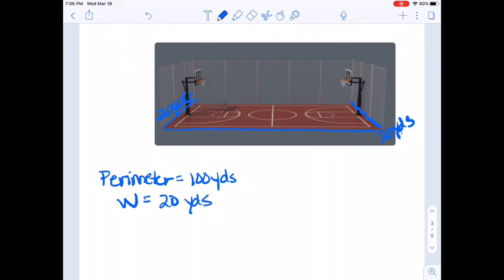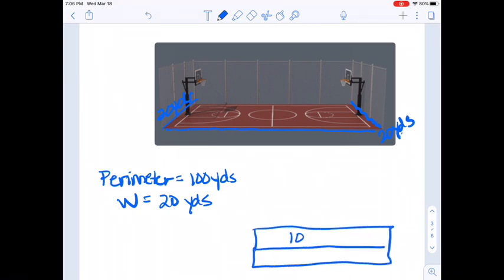So let's think about a strip diagram again. Here's my strip diagram. Do I know the total? I do. My total is my perimeter. It's 100 yards. What else do I know? Well, I know that this part is 20 and this part is 20. Do I know these two? Not yet. That's what I'm trying to figure out.